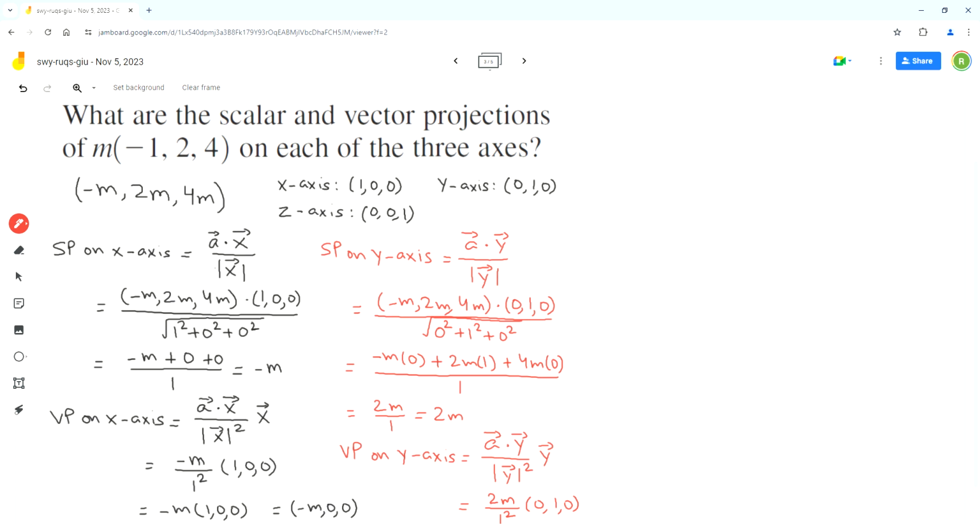Now we can continue here on the top. So we can multiply vector (0, 1, 0) by 2m. So we'll multiply each component by 2m and we get (0, 2m, 0). So this is the vector projection of the given vector on y-axis. Now we can do the analysis for z-axis.